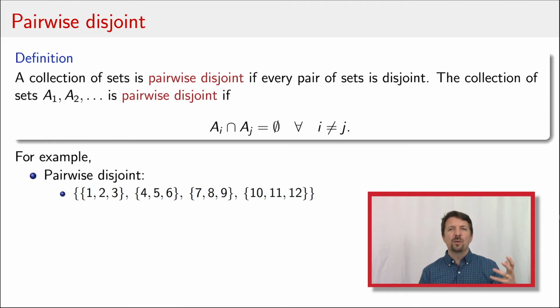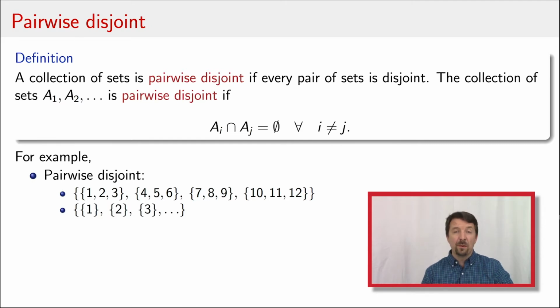A perhaps easier way to think about this is just to say, are there any elements that are in more than one set? Right? And in this case, there are no elements that are in more than one set. And therefore, if you take any pair, you are going to get an intersection that is empty.